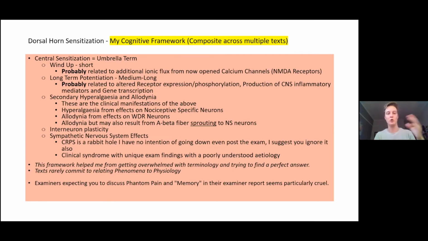I think for me, separating very clearly what are these clinical or lab phenomena from the physiological explanation allows you to not get so caught up, because many of the textbooks do not label it anywhere nearly as clearly as this. Some of the textbooks are really clear, they will say NMDA receptors cause wind-up, but then others will just say, here's a bunch of phenomena, here's a bunch of mediators and mechanisms we think might be relevant, but we're not really sure what relates to what. But the examiners wanted you to have a crack at relating the two. And personally, I think that despite the exam report saying they wanted you to discuss phantom pain and memory, that's very cruel for this question.